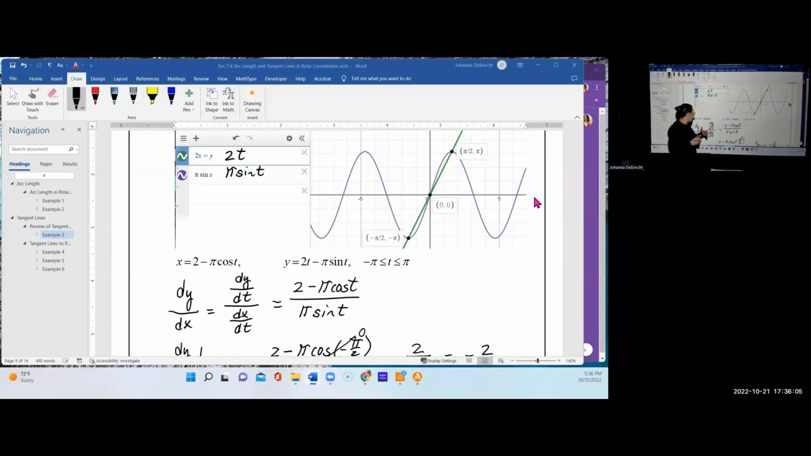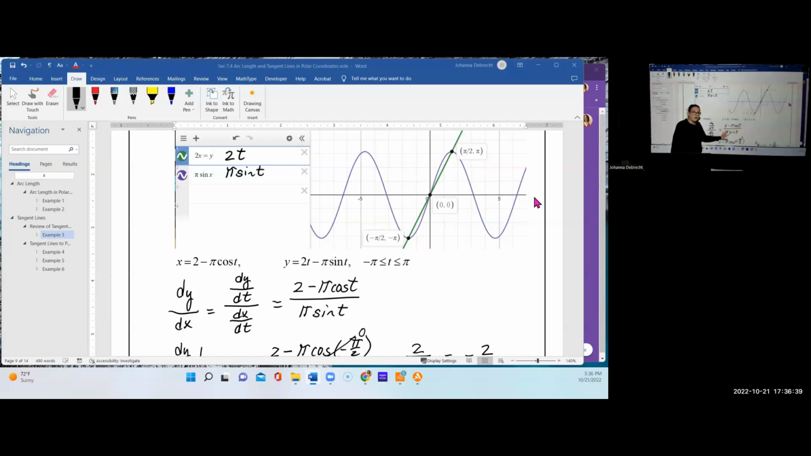So again, what we want to do is find dy/dx by finding dy/dt and dividing by dx/dt. I've gone ahead and done the work since this is mostly calculation based. dy/dt is the derivative with respect to t, so that gives us 2 minus pi cosine of t. And for the derivative of x with respect to t, the derivative of 2 is 0, and the derivative of cosine is negative sine, so we get a double negative. That gives us pi sine of t.